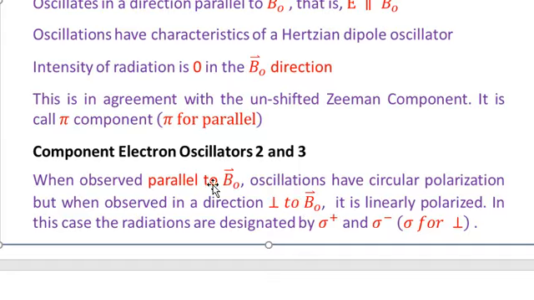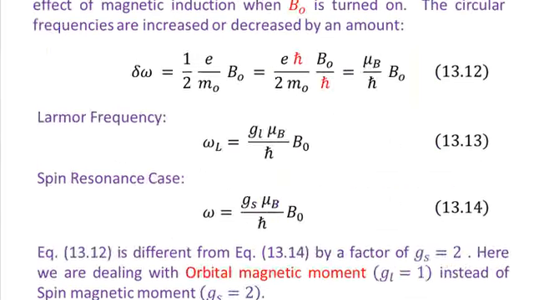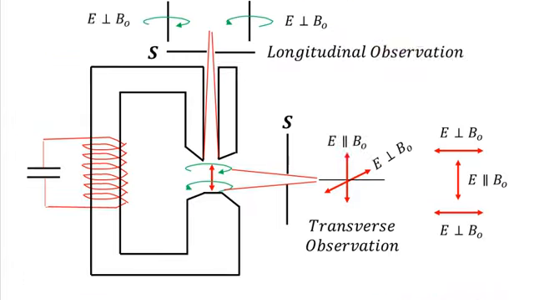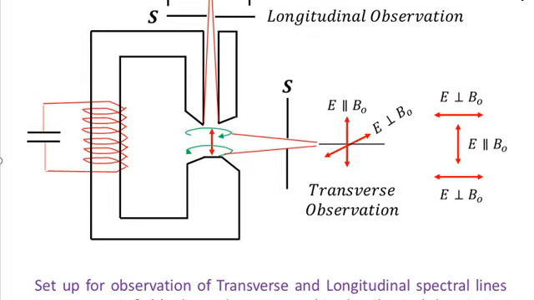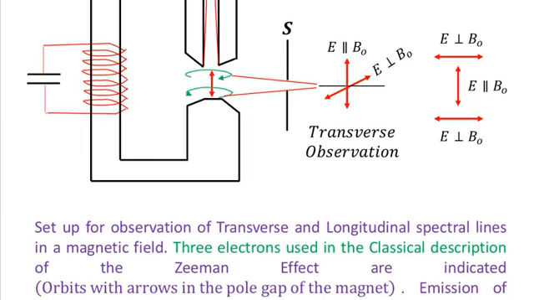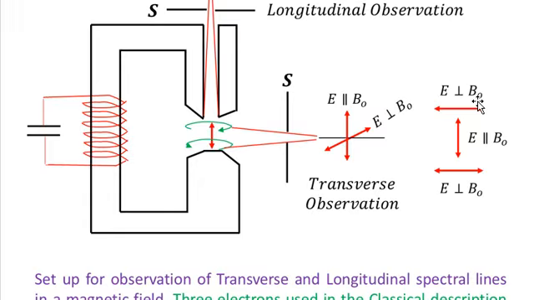Now the components of electron oscillators 2 and 3, when observed parallel to B naught, that is from the longitudinal direction, have circular polarization. But when observed in a direction perpendicular to B naught, they are linearly polarized. In this case, the radiations are designated as sigma plus and sigma minus, and sigma is referred to as perpendicular direction. So these two linearly polarized components, in which the electric field is perpendicular to B naught and measured in the transverse direction, may be referred to as the sigma components.